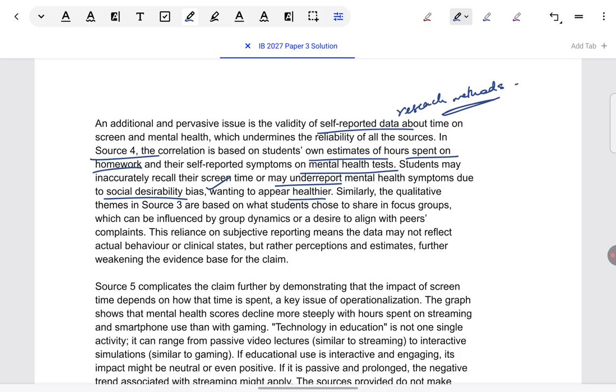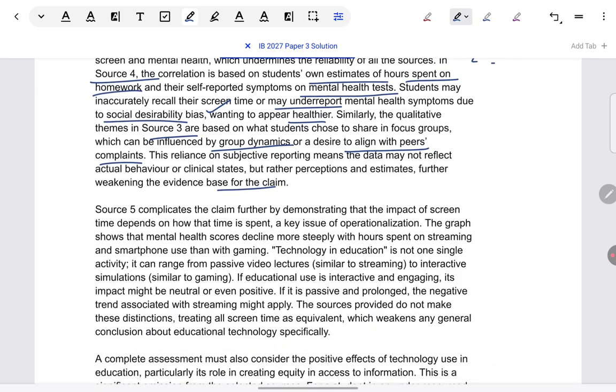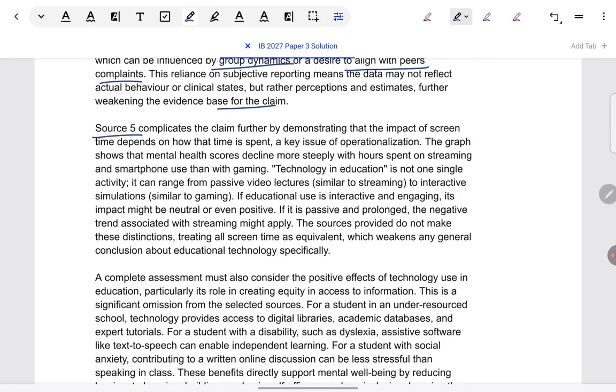In source 3, which we discussed previously, group dynamics, because it's a focus group interview, everyone has to talk in front of each other. So they might just try to match what the peers are saying because they fear being reprimanded if they say something else. So again, what they report about their mental health might just be a replication of what their peers are saying, not what they truly experience. So this is how research methods in technology are most of the time self-report oriented, and that is a big problem. Then coming to source 5.